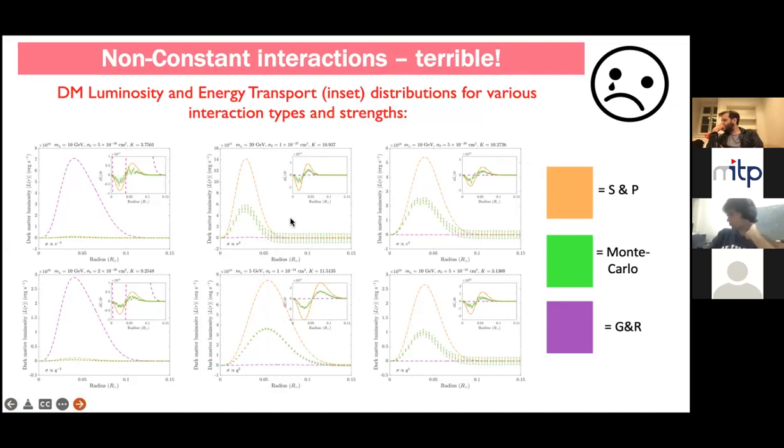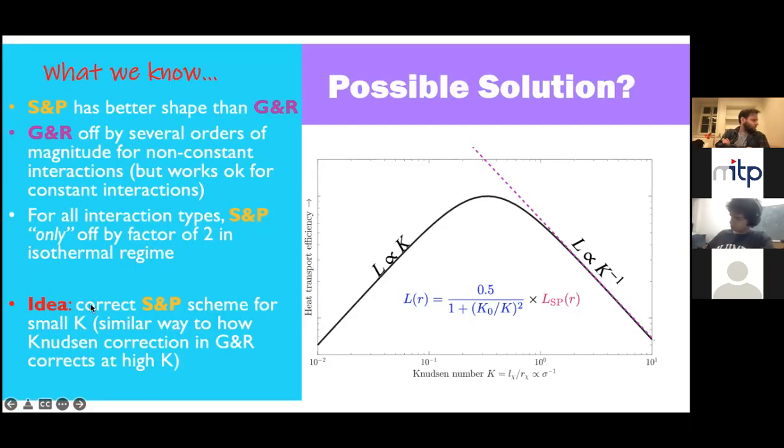So the shape of the Spergel and Press actually works well in the isothermal regime, actually for all types of interaction. So as a result, we just thought, well, why don't we just take the Spergel and Press scheme? In the same way that the Gould-Raffelt formalism corrects the LTE regime at high k, why don't we just take the Spergel and Press as our baseline formalism and then correct this for small k? So we want some kind of way of, at small k, making the graph turn back over again.